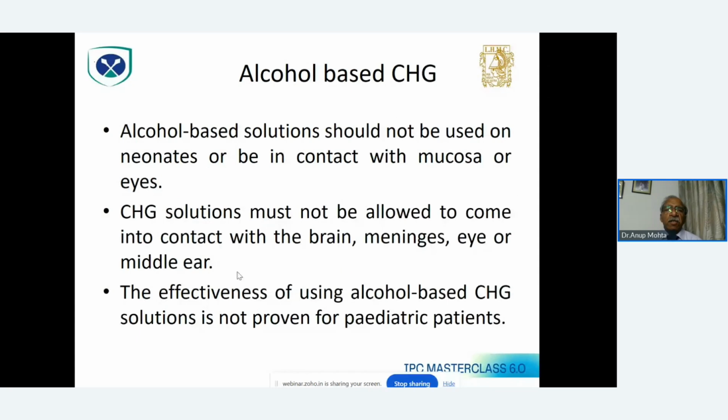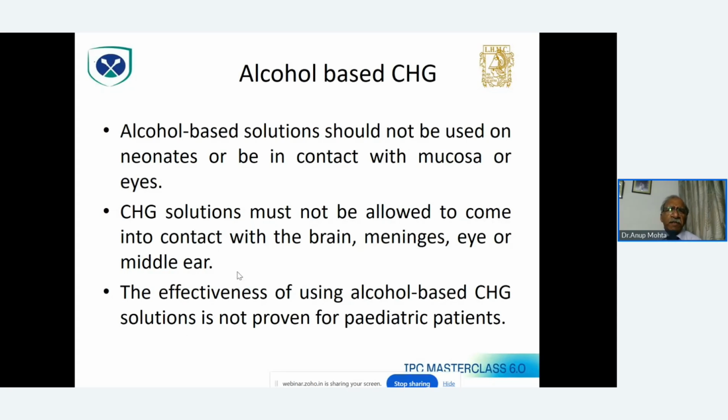Now, alcohol-based chlorhexidine gluconate should not be used on neonates or be in contact with mucosa or the eyes. So this is a precaution while we're using these. And they must not be allowed to come in contact with the brain, meninges, eyes, or middle ear after the surgical site has been opened up. The effectiveness of alcohol-based CHG is not proven for pediatric patients, as I mentioned a bit ago.